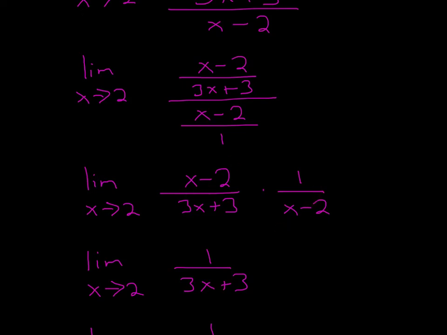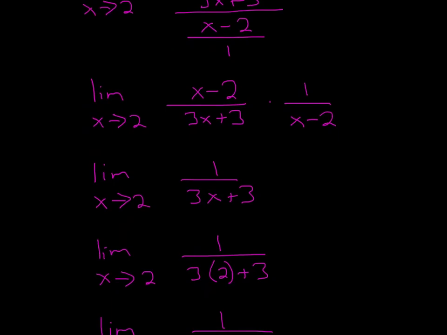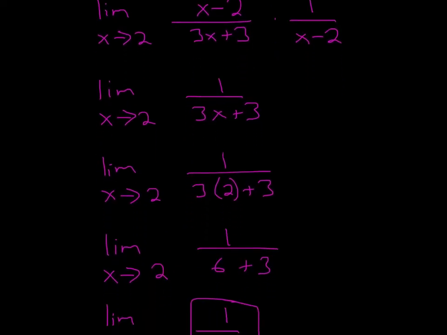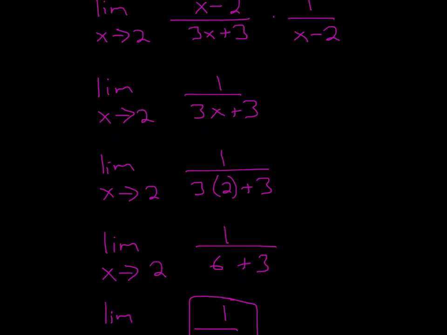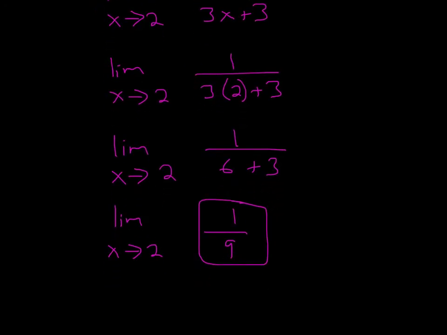Once the x minus 2's are canceled, we're just left with 1 over 3x plus 3, because as soon as they cancel, all you're left with is 1 and 3x plus 3. Now all you have to do is substitute, so plug in the 2 there, and you get 1 over 3 times 2 plus 3. You get 1 over 6 plus 3, because 3 times 2 is 6. And then finally, you get 1 over 9 as your final answer. I hope that helped, and thanks for watching.